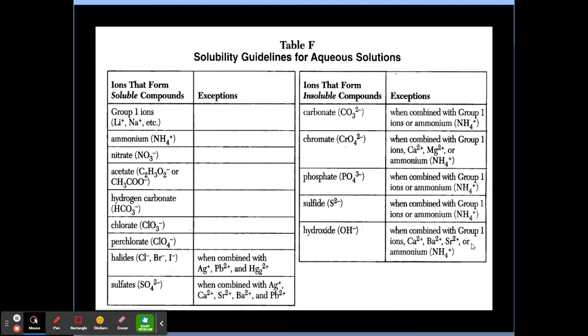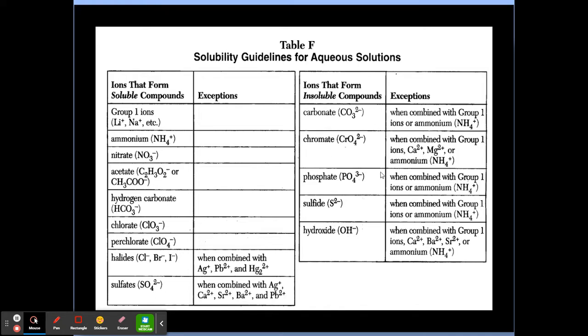Table F, I want to refresh this again. Remember, left side makes solutions, right side does not. And when you're looking for these things, you have to find one part of the compound. So let's say you have the compound calcium chlorate. It's hard to look up an individual element, but you have to recognize that calcium is a group 2 element, so it's not group 1. It's not ammonium. It's not nitrate. It's not acetate. It's not hydrocarbon. It's not chlorate. It's not perchlorate. It's not halide. It's not salt. So calcium's not listed here. Calcium's not listed over here either. But chlorate is. Chlorates are listed right here. There are no exceptions: any compound bonded with a chlorate is going to be soluble in water.